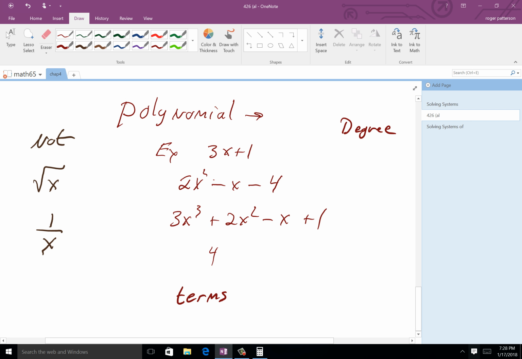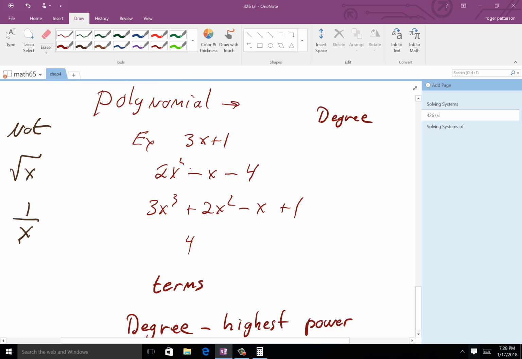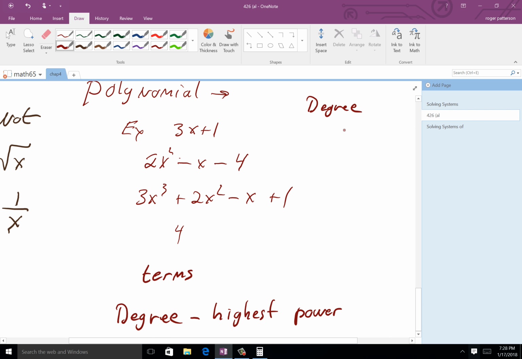And the degree is the highest power in the polynomial. Highest power. So we would say that this first one is a first degree polynomial because the power on the x is 1. The next one is a second degree polynomial. Okay, and the next one's a third degree polynomial.